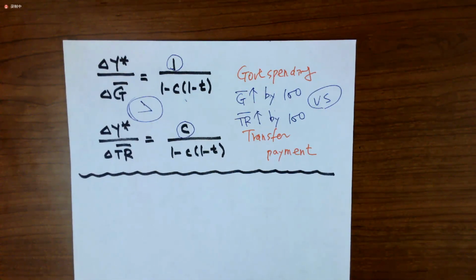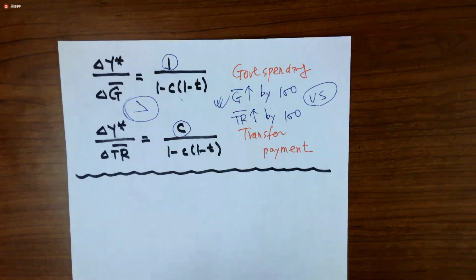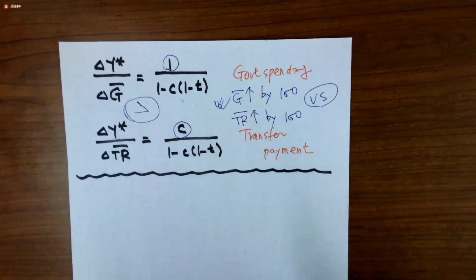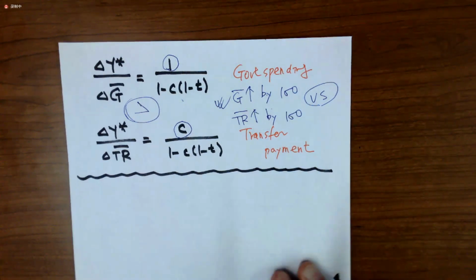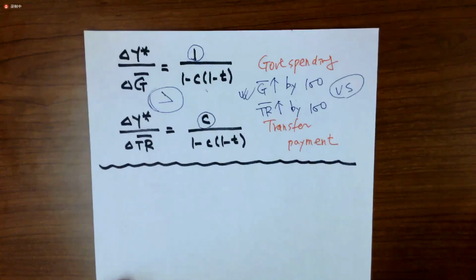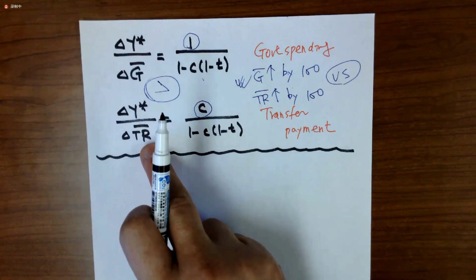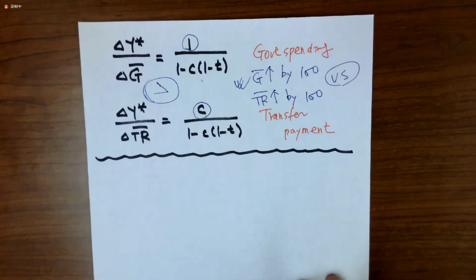Yes. Which one will be raising the economy's output by a larger amount? Government spending. Very good. Government spending is more powerful in terms of affecting the economy's output compared to the same amount of change in the transfer payment. Make sense? Clear. You have the infrastructure, you have unemployment insurance, and this model is telling you which one is more effective in terms of affecting the economy's total output.